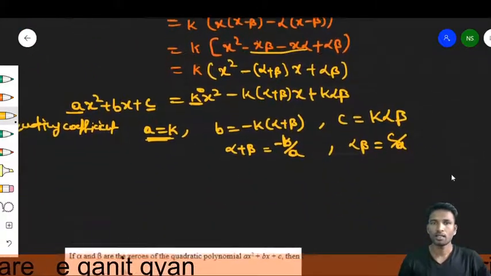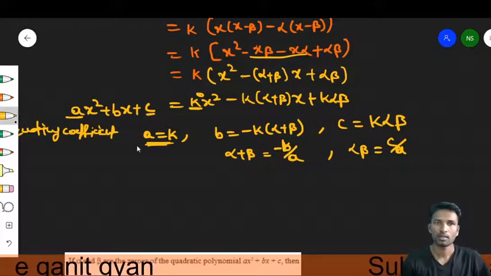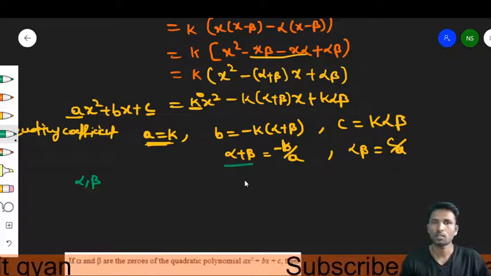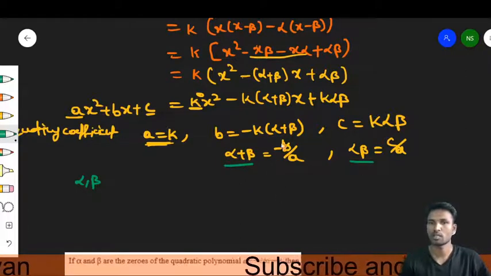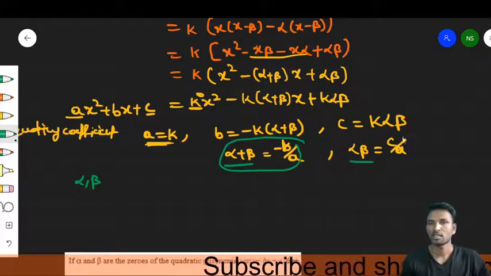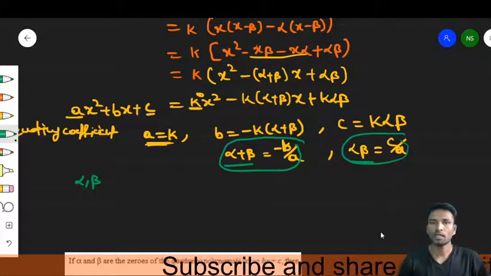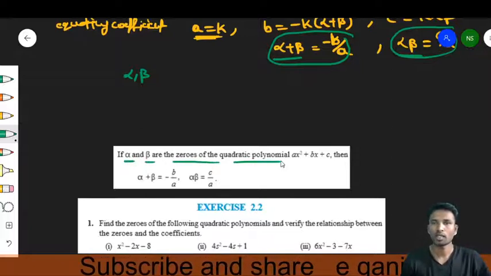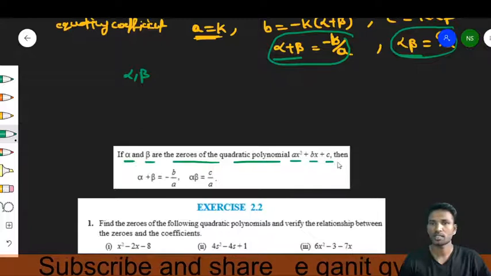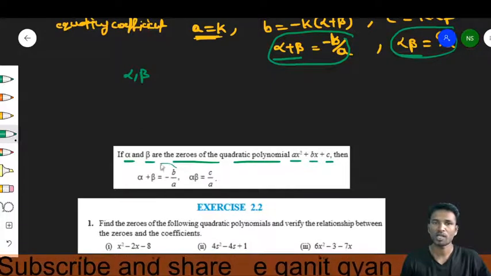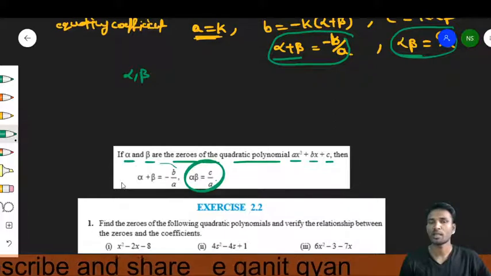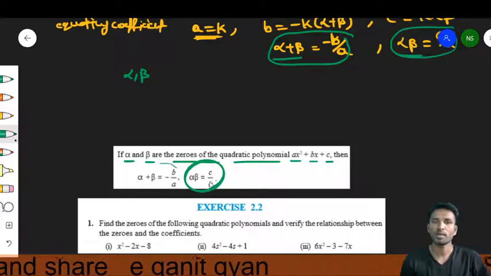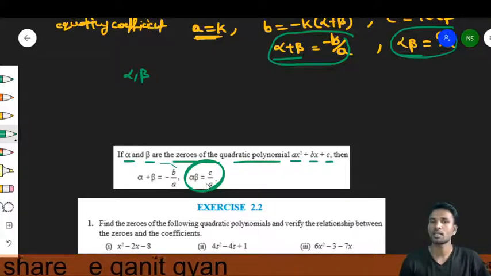So here I got the solution. Like I assumed initially, alpha and beta are two zeros; this is the sum of the zeros, and this is the product of the zeros, minus b by a and c by a. So I can conclude finally, if alpha and beta are zeros of a quadratic polynomial ax square plus bx plus c, then alpha plus beta is minus b by a and alpha beta is c by a. So the addition of zeros is minus b by a, and the multiplication of zeros is c by a.